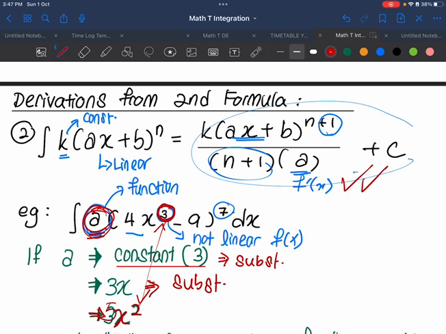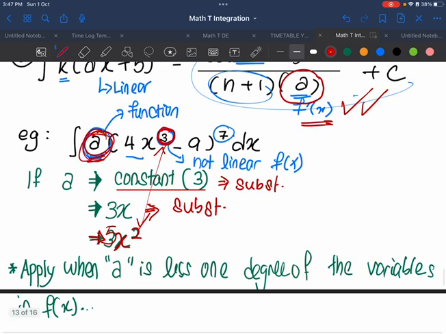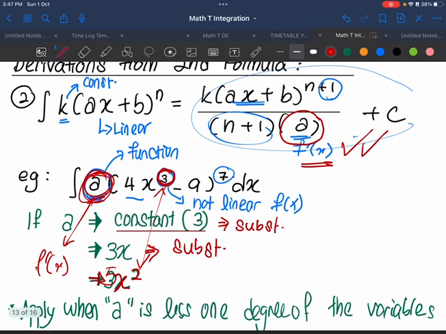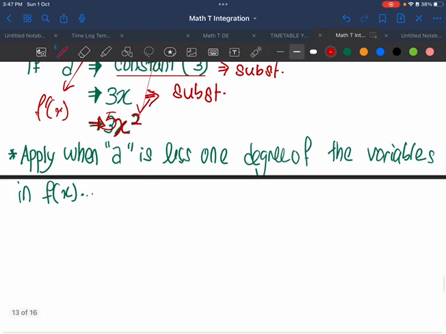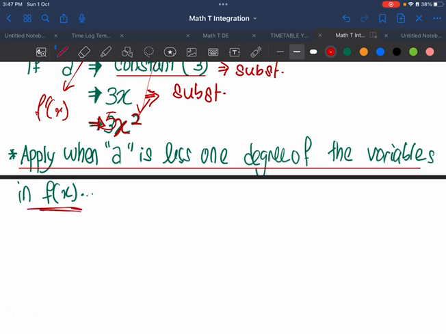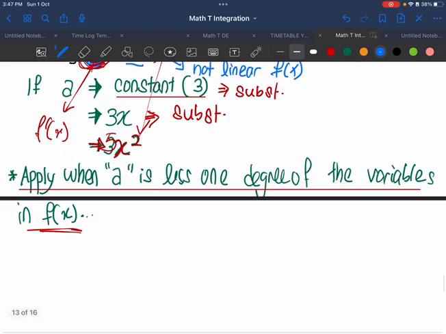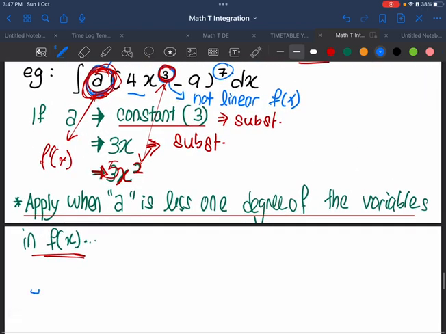Why? Because as I said, we are dividing by f prime x. Now we are making the a the f prime x. As we make the a become the f prime x, now we divide it, and they cancel each other, because here is multiplying and here is dividing, alright? So this formula can only apply when a is less than the degree of the variable in fx by 1, alright? So let's do this question. Let's say my a is 3x squared and here is 4x cubed minus 9 to the power of 7.